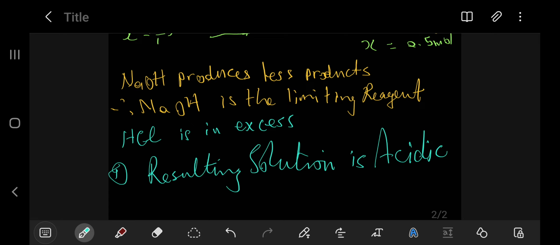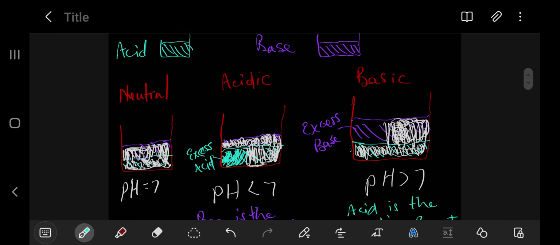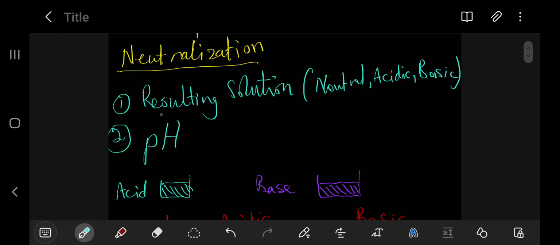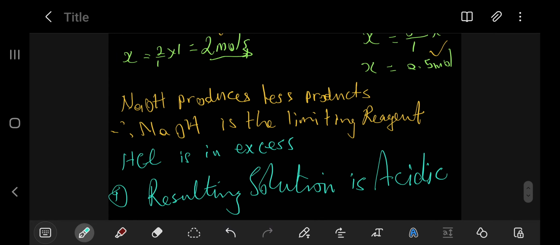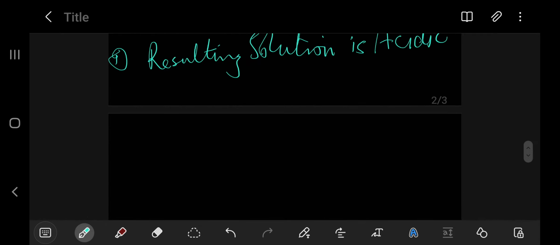All right, so let's answer question number 2. What is the pH? Then we do know that this is acidic, but what is the pH? Calculate the pH or determine the pH of that resulting solution, right?